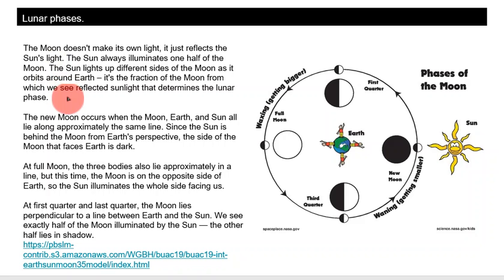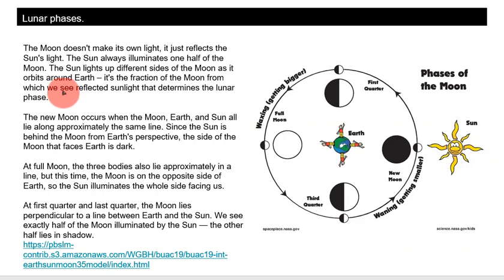The sun always illuminates one half of the moon. The sun lights up different sides of the moon as it orbits around the Earth. It's the fraction of the moon from which we see reflected sunlight that determines the lunar phases. So when you look up at the sky, the piece of the moon that you actually see is the piece that's reflecting light from the sun.